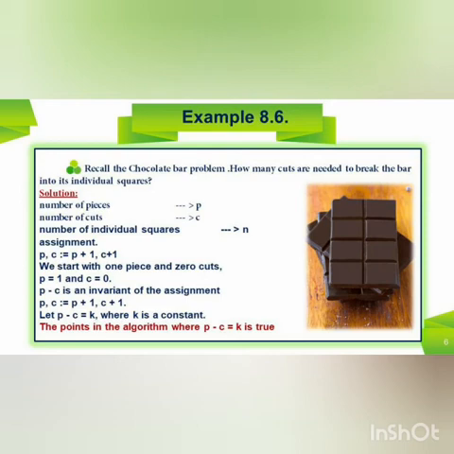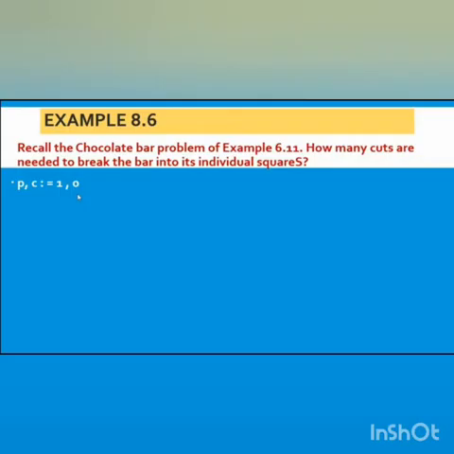This should be true at 4 important points in the algorithm: at the start of the loop, at the start of each iteration, at the end of each iteration, and at the end of the loop. Here we have an algorithm where p minus c = K is true. p, c = 1, 0. Initially the number of pieces p is 1 and the number of cuts c is 0. This process will continue till p is not equal to n, that is, the number of pieces is not equal to the number of individual squares.